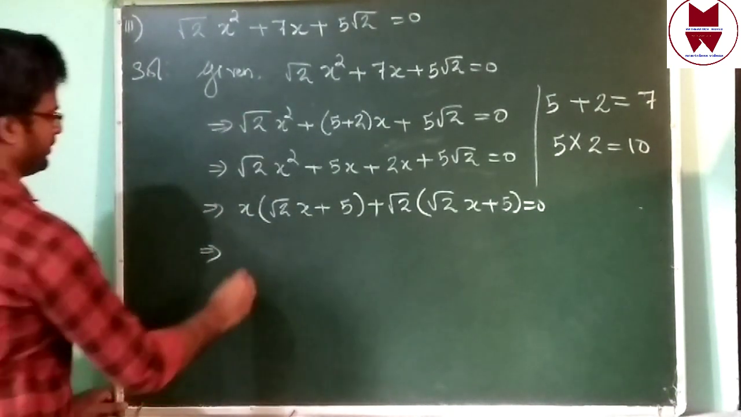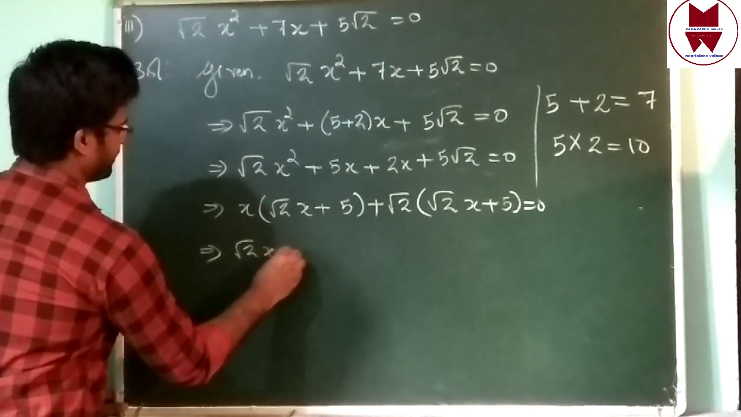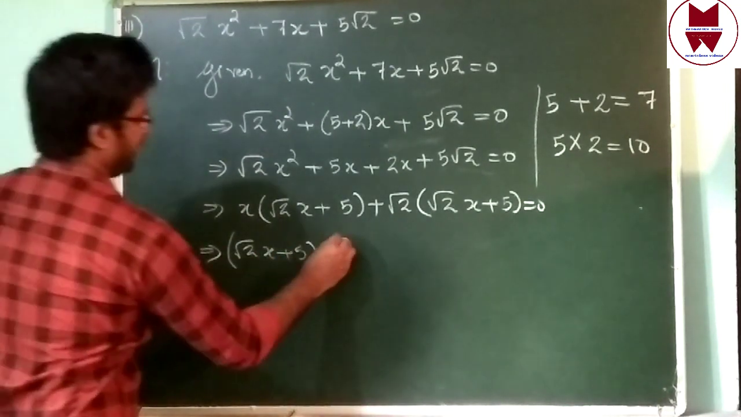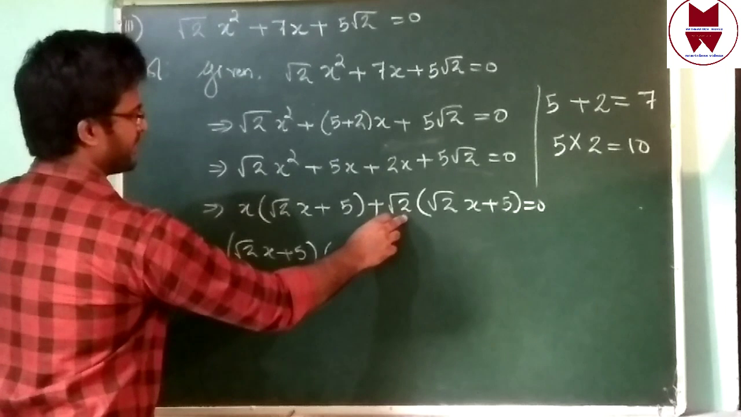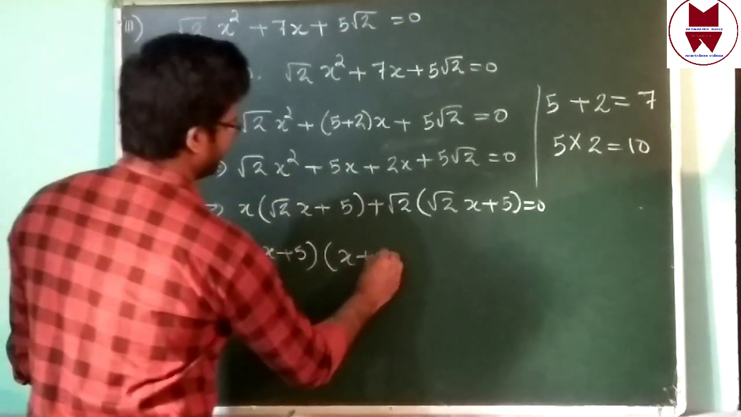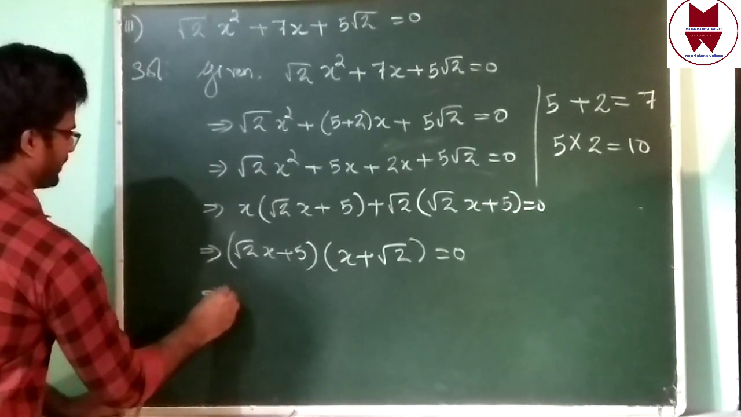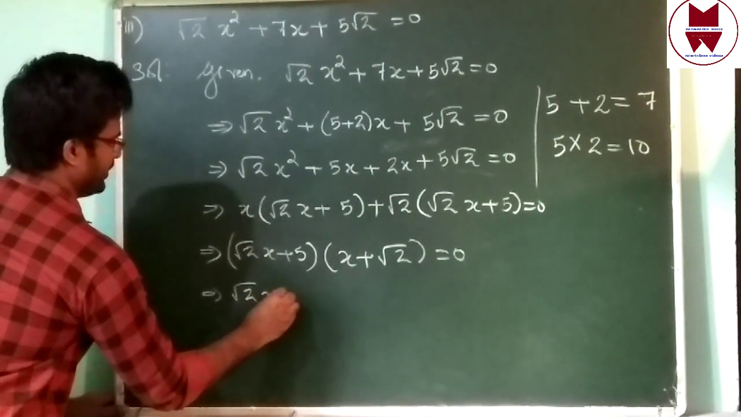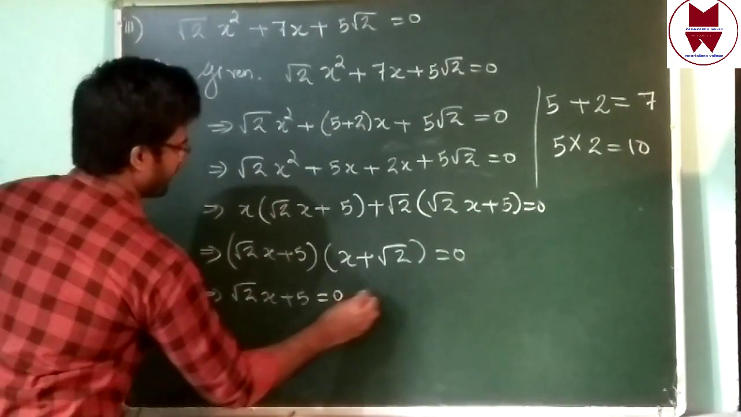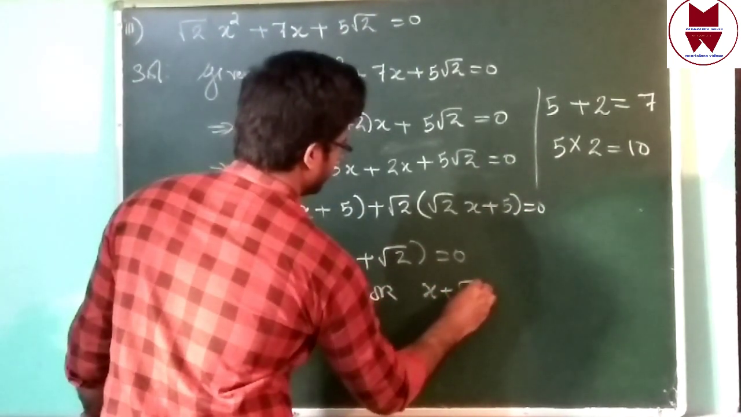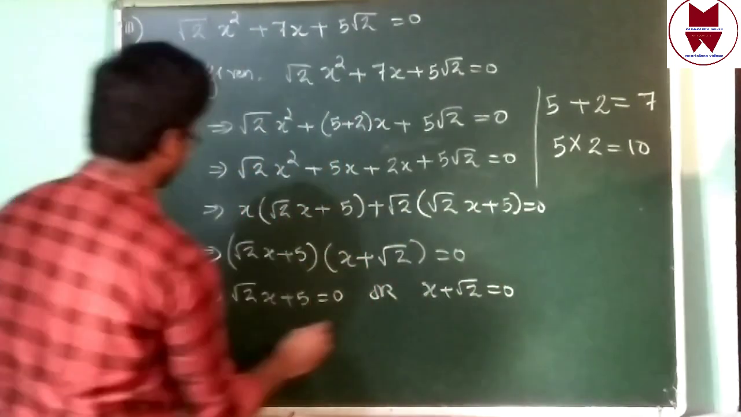All total, root 2x plus 5, then remaining in here x, plus in the second term remaining root 2, equal to 0. Root 2x plus 5 equal to 0, or x plus root 2 equal to 0.